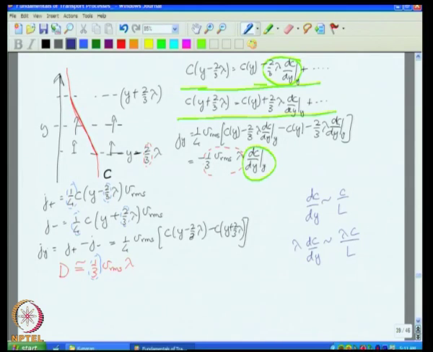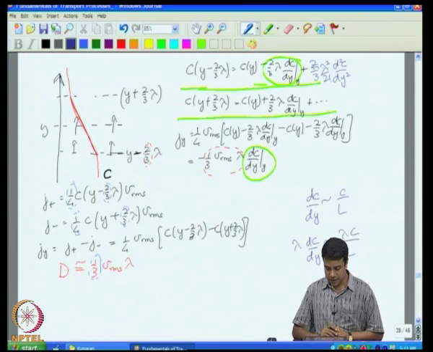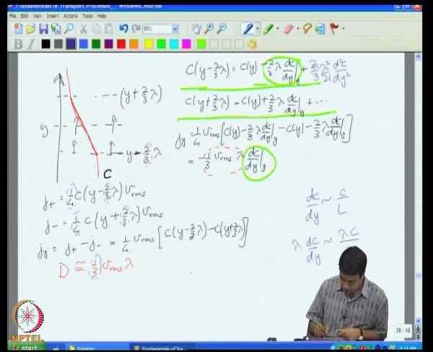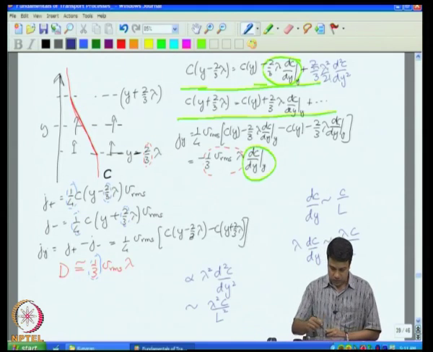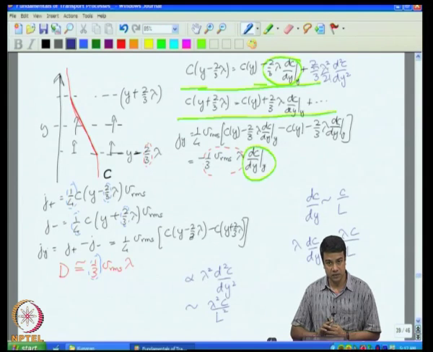There are higher order terms. The next higher order term in this series is plus 2/3 λ² / 2 factorial d²c/dy². If I look at what this next higher order term is, it is proportional to λ² d²c/dy², which is approximately λ²c/L². So, this first term is of order λ/L, and this next term is of order λ²/L².